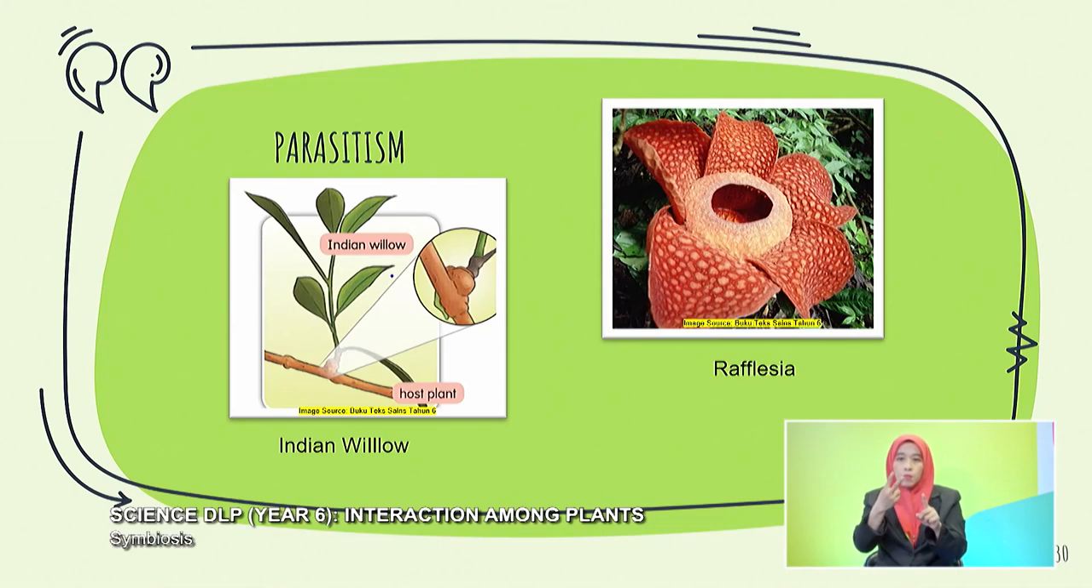And from the slide also, you'll see another plant, which is called the Rafflesia. Do you know that Rafflesia is actually the biggest flower in the world? Oh yes, it is. And we have it in Malaysia as well. But this big flower is unable to undergo photosynthesis. So the only way for it to survive is to attach itself to a host plant.